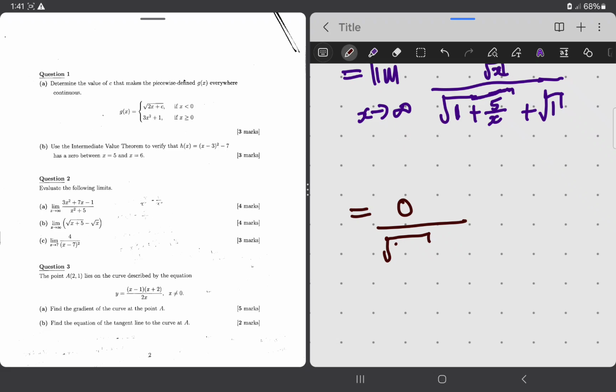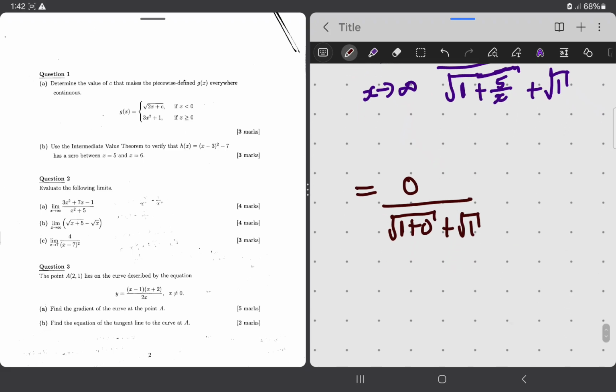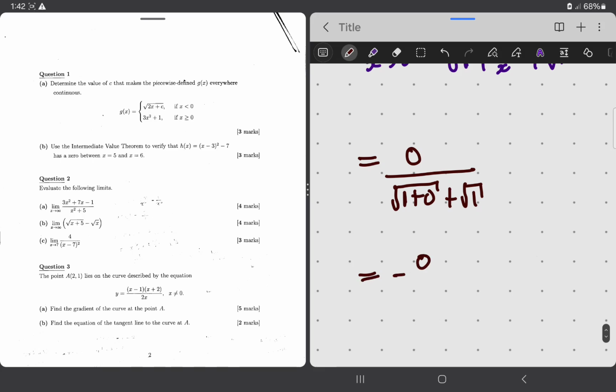What's the limit of 1? It's just 1. The limit of a number is the number. Plus the limit of 5 over x. You put x here, which is infinity, a crazy big number. It's going to be 0. 5 over a crazy big number is 0. Plus the limit of root 1. Remember, you go inside and get the limit of the root. What's the limit of 1? It's just 1. So it's going to be plus root 1.